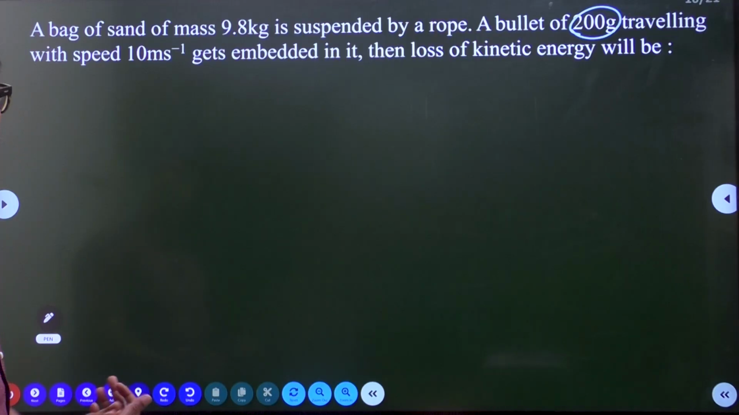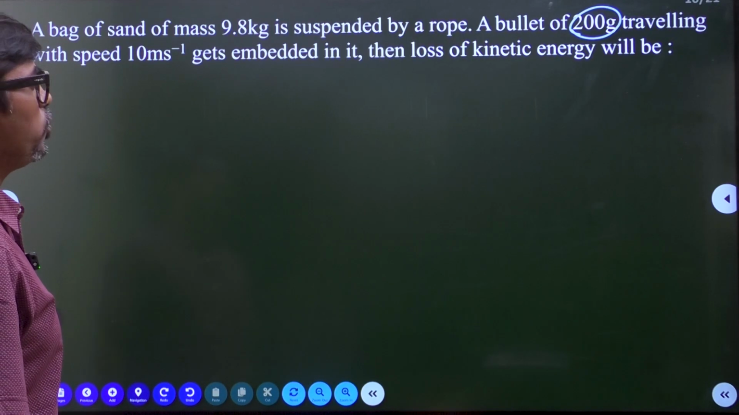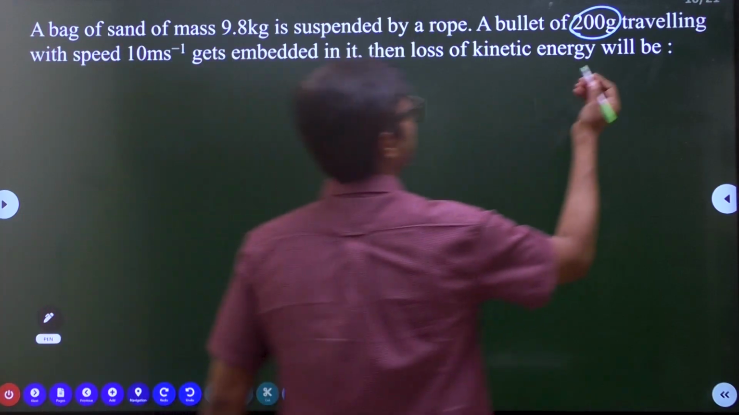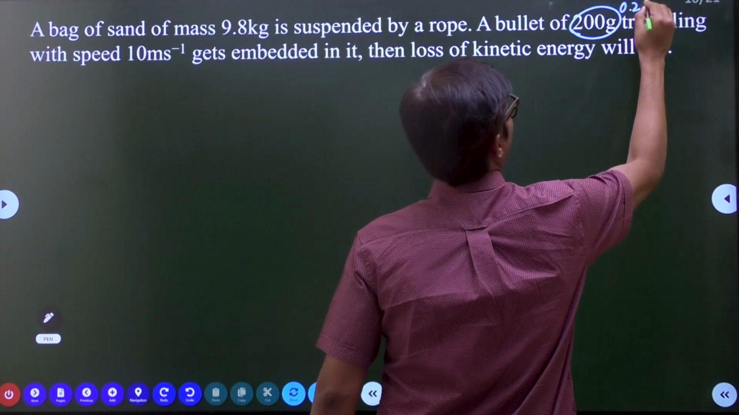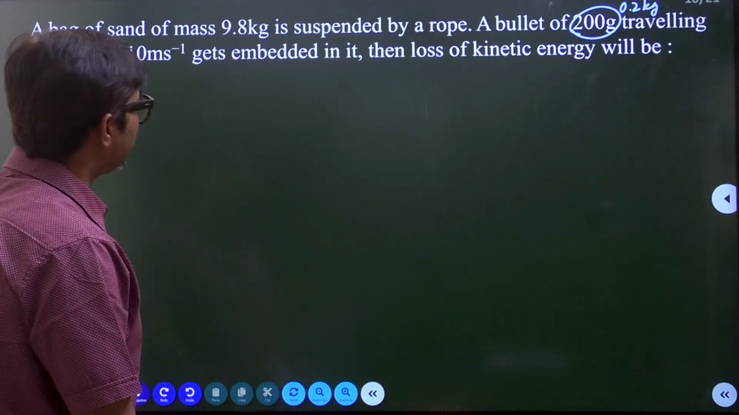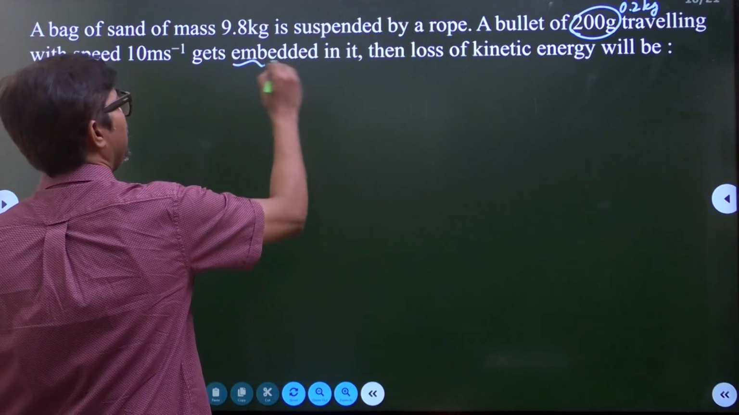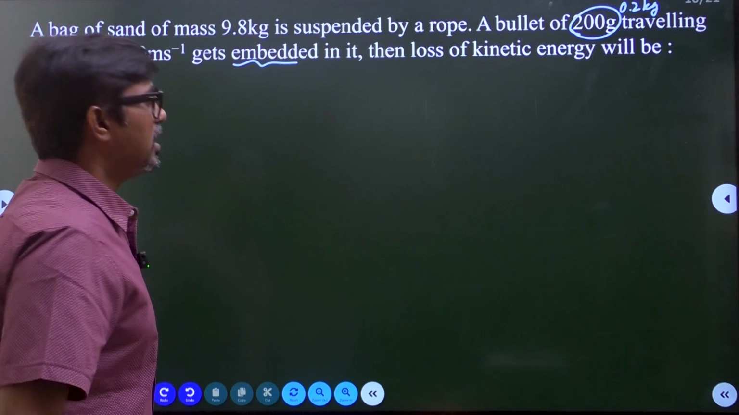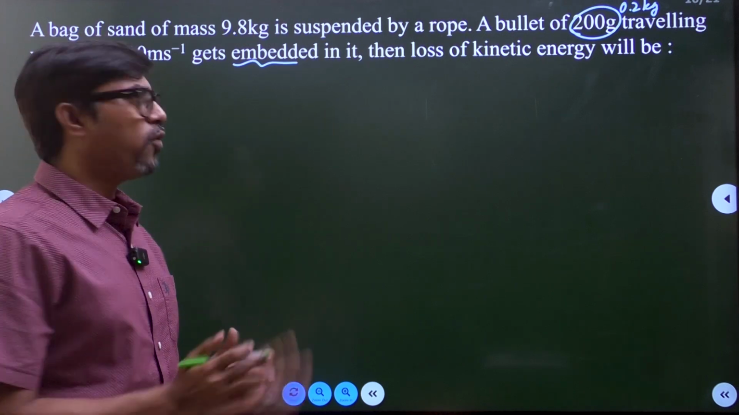Next, a bag of sand of mass 9.8 kg is suspended by a rope, and a bullet of 200 gram, meaning you can take it as 0.2 kg in SI, traveling with the speed of 10 meters per second, gets embedded. Embedded meaning gets stuck into it. Then find the loss of kinetic energy. It's a simple formula-based question.